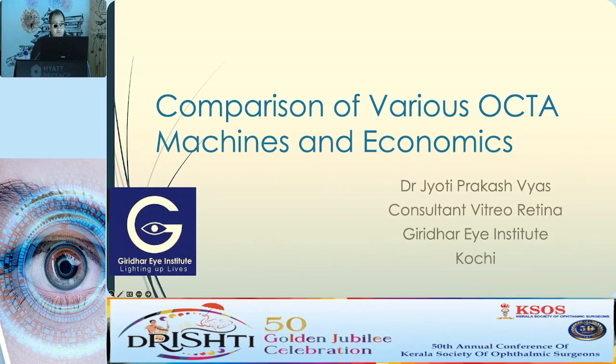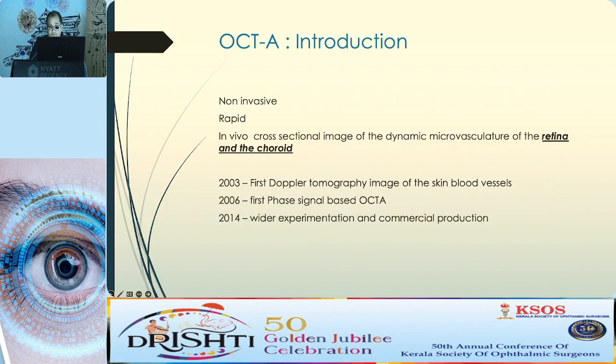I'll be talking about comparison of the various OCTA machines and the economics associated with the machine. OCTA is a non-invasive, rapid, in vivo cross-sectional image which tends to look at the dynamic microvasculature of the retina and the choroid. Although it's been there for almost 20 years now, it has garnered more wide acceptance in the past 8-9 years or so.